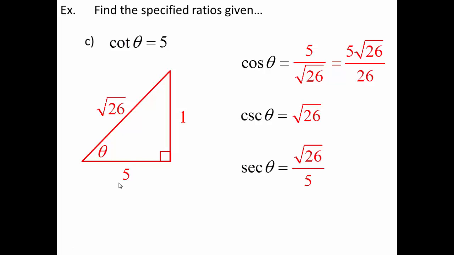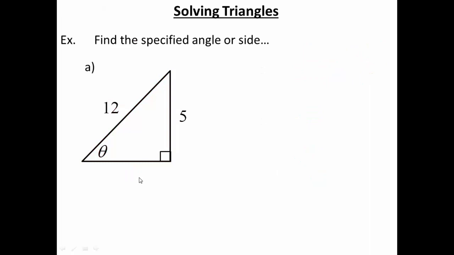Final answer. So now we know how to set up trig ratios, either when we're given a triangle to use or when we're just given one ratio, and we can build a triangle from that ratio and then use the triangle to set up our ratios. Now let's go that extra step and actually solve the triangle. Solving a triangle simply means finding the missing angle or side.